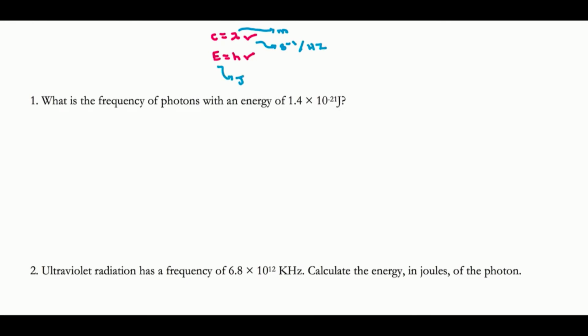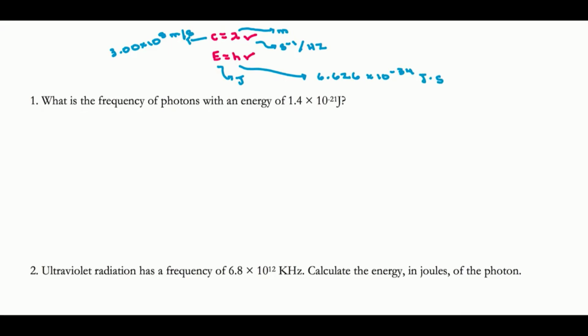C is your speed of light, which is 3.00 times 10 to the 8th, and its units are meters per second. And Planck's constant is 6.626, and the units for this are joules times seconds. Okay, so let's just jump in and do a problem.